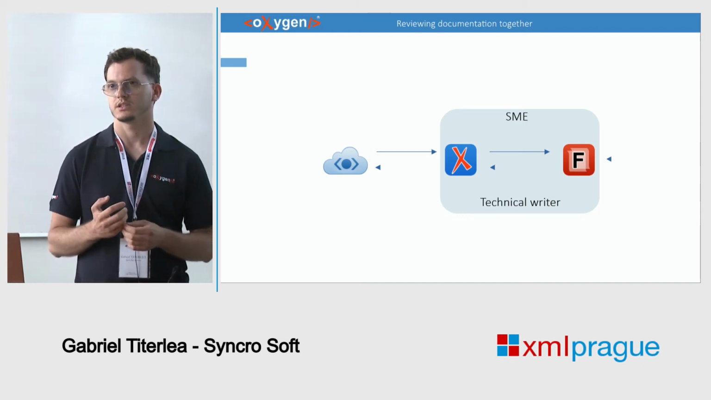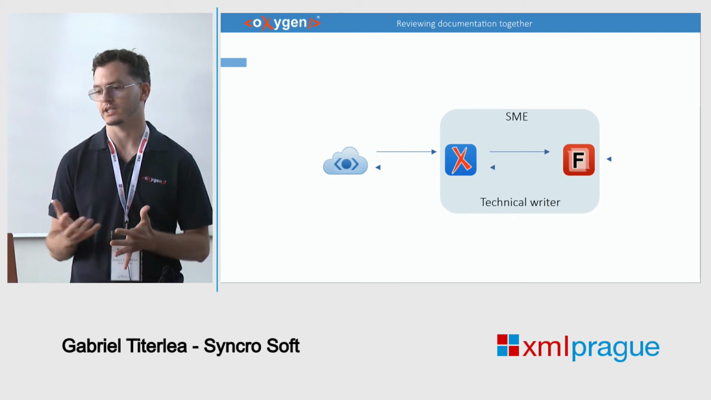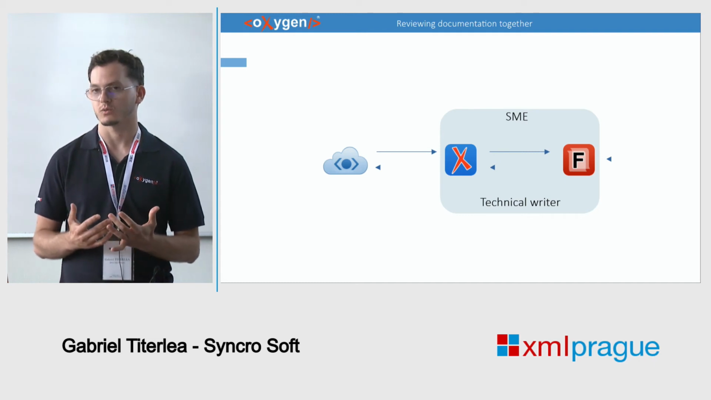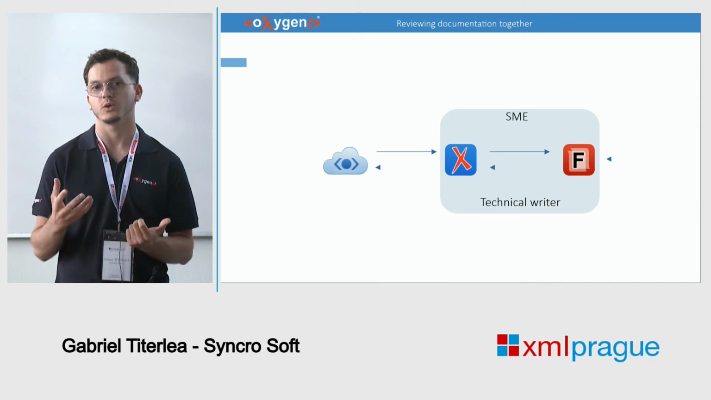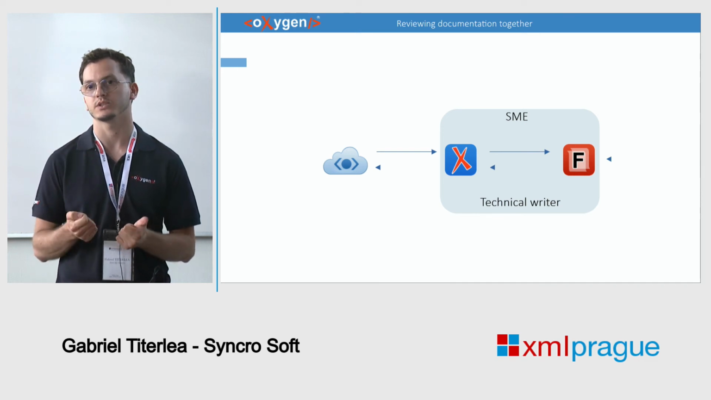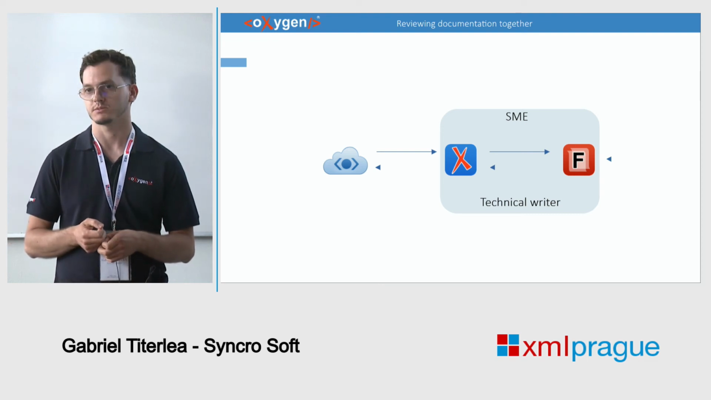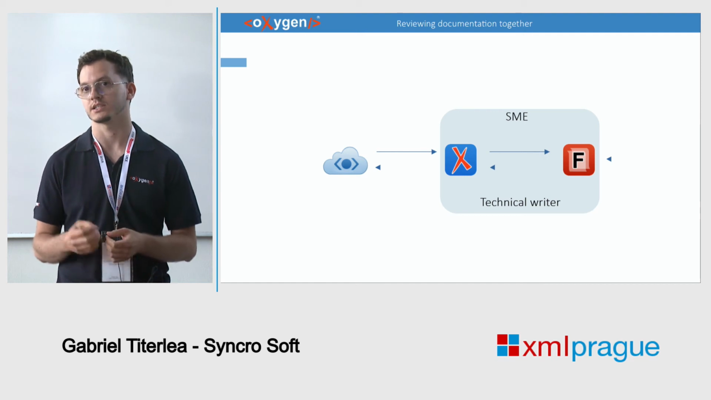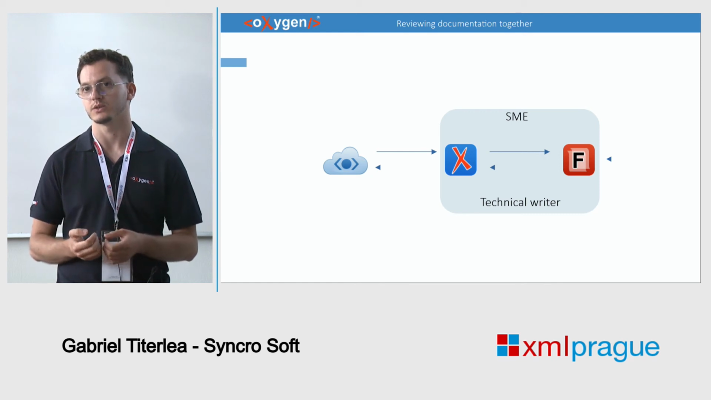Content Fusion is used by technical writers and by subject matter experts, by reviewers together. Technical writers create review tasks with only a set of files that need to be reviewed without sending the entire documentation. And the subject matter experts don't need to know XML or to have a tool installed. They can just follow a link and contribute to their review.